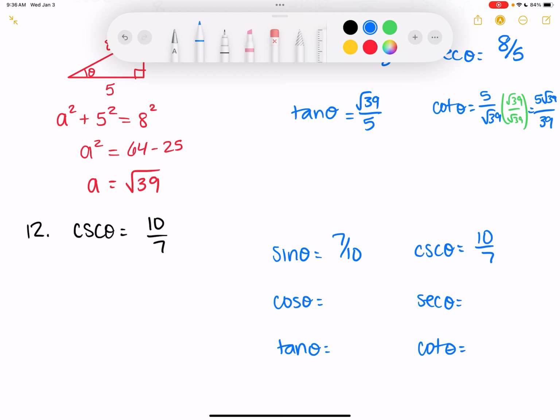So I'm going to set up my triangle. I always pretty much draw my triangles going this direction, but if your preference is to draw them the other way, that's totally fine also. So this is going to be my angle theta. Opposite is 7, hypotenuse is 10.